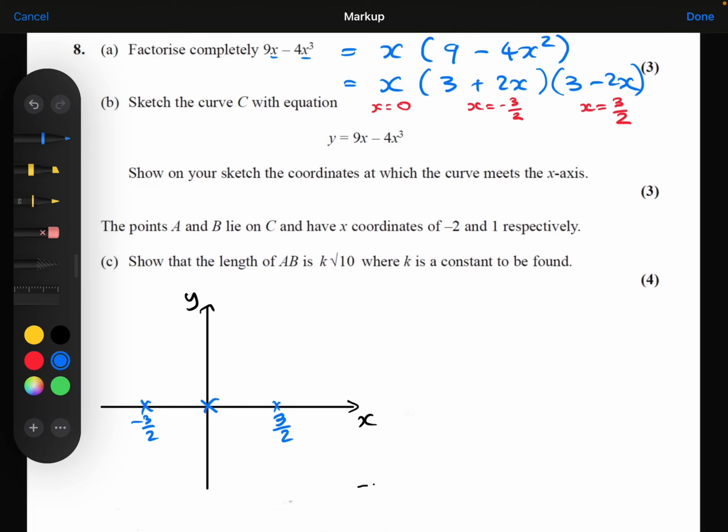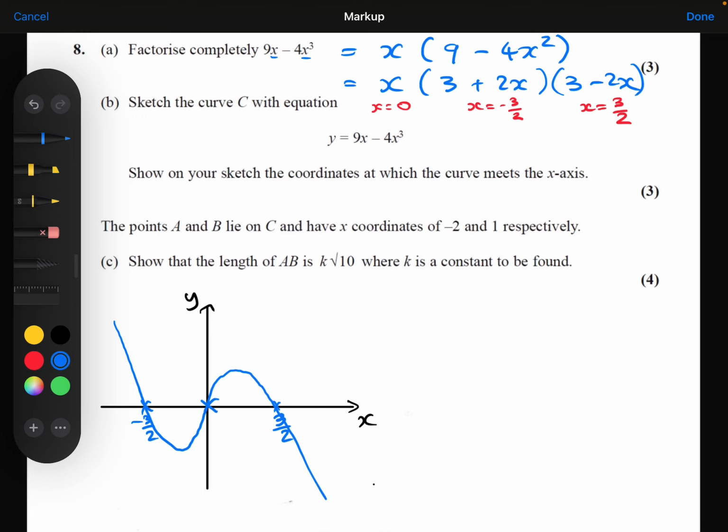The other consideration I need to give here is whether it's going to be a positive x cubed graph like that, or is it going to be a negative graph like that? Well, let's double check here. This is a negative 4x cubed. Therefore, it's that second option. It's going to be looking like this. So that's my answer for part B.